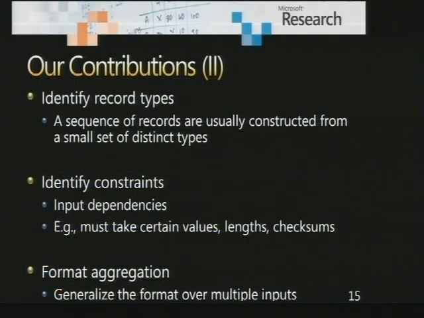Another contribution of Tupni is that we identify record types. The intuition is that a sequence of records is usually constructed from a small set of distinct types, and we want to identify what they are.